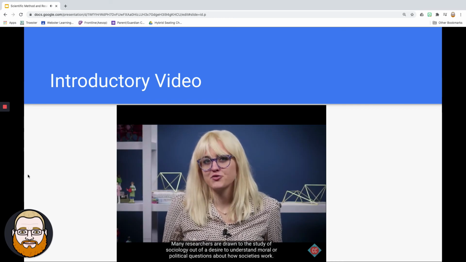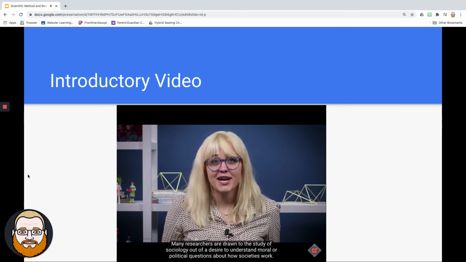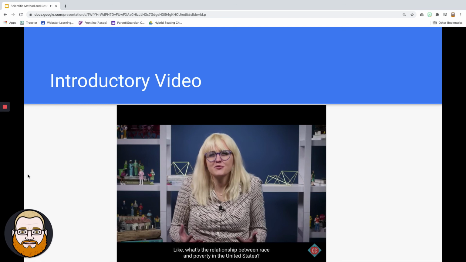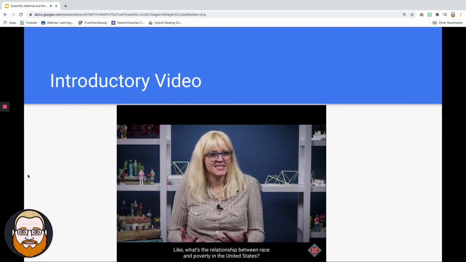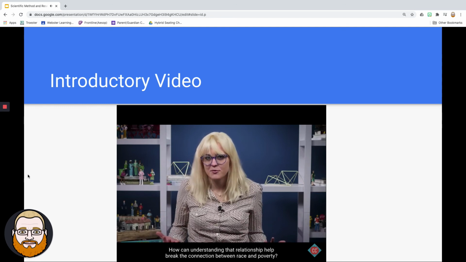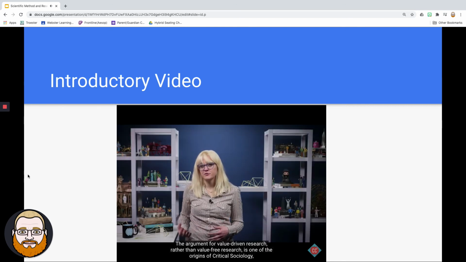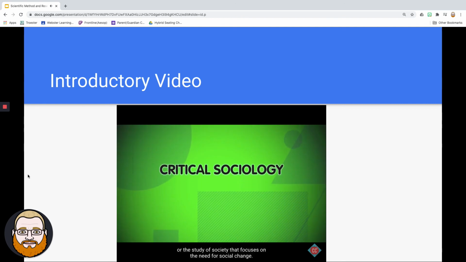Many researchers are drawn to the study of sociology out of a desire to understand moral or political questions about how societies work. Like, what's the relationship between race and poverty in the United States? How can understanding that relationship help break the connection between race and poverty? The argument for value-driven research rather than value-free research is one of the origins of critical sociology, or the study of society that focuses on the need for social change.